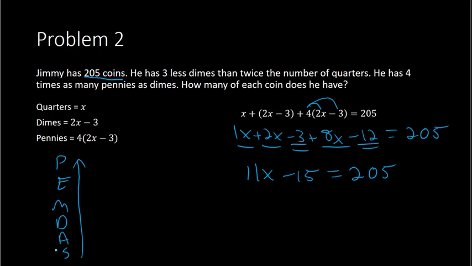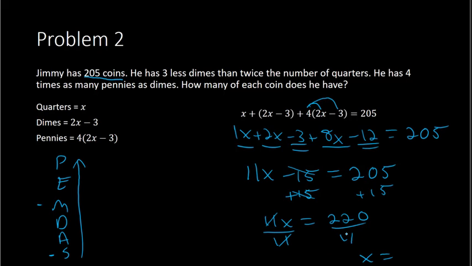So I see subtraction, and I see 11 being multiplied. To solve, I work in reverse, which means I take care of the minus 15 first, and I take care of that by adding 15. We now have 11x equals 220. Take care of the 11 by dividing. We now have x equals 220 divided by 11, which is going to be 20.